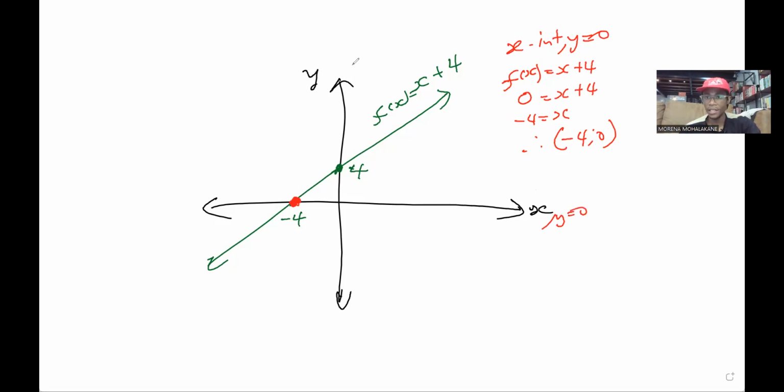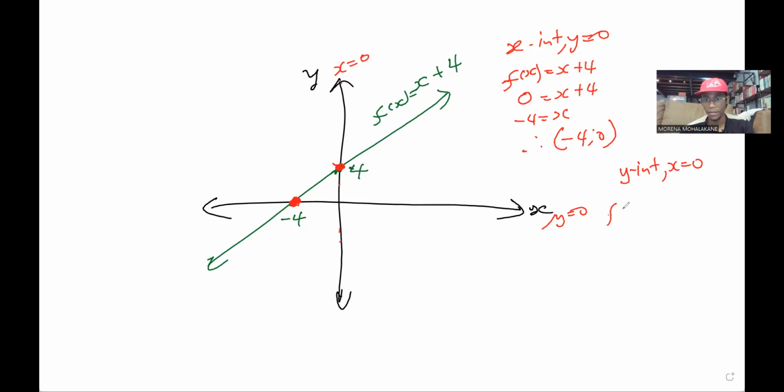Here, on the Cartesian plane, x is always 0 for the y-intercept. That's the equation. So let us say y-intercept, x is equal to 0. We want to calculate it algebraically. This is graphically. This is +4.